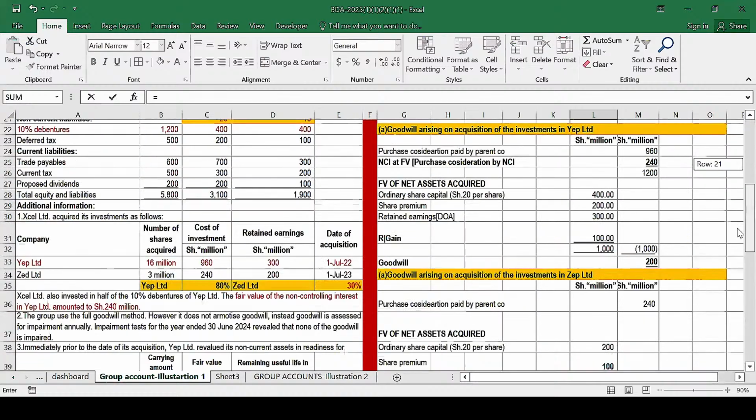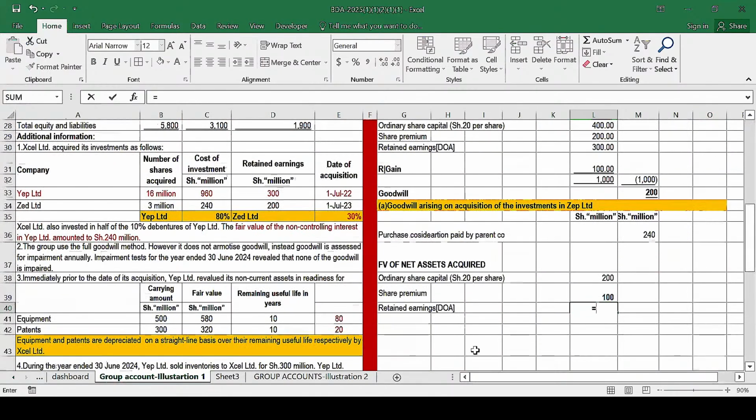What we pick here is the retained earnings on the date of acquisition. Where do we have that? We have that here. This is the retained earnings of Z on the date it was acquired. Then obviously this company didn't revalue any asset, so we don't have any revaluation gain like what we had up there. So we just need to add all those values. We basically get 500.